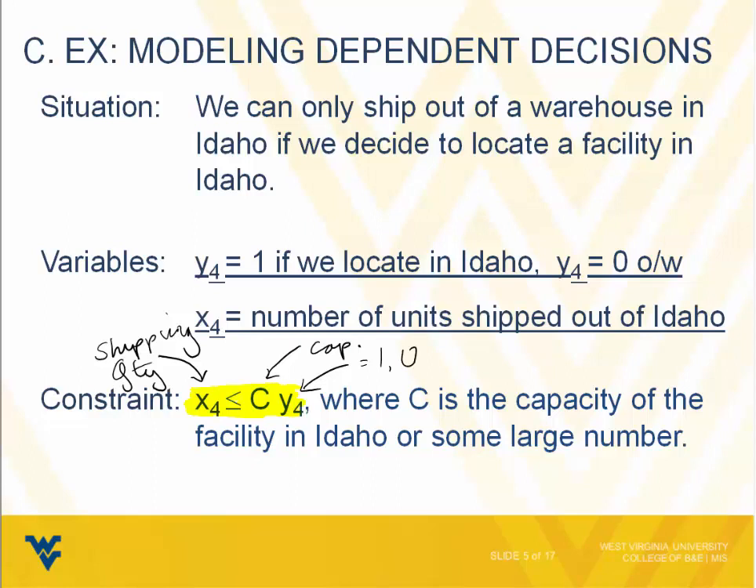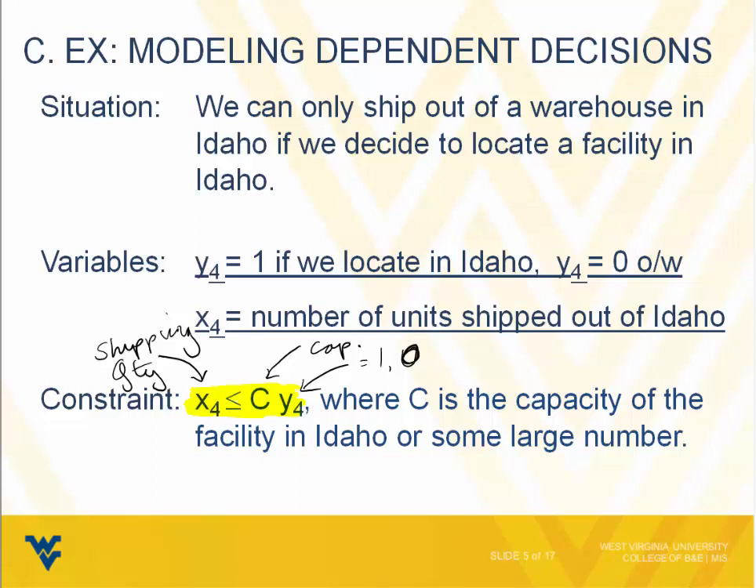So here you can see that if the binary variable is 1, in other words, the condition that we locate in Idaho is true, then the right-hand side is going to take on the value C, which is the capacity of the warehouse, right? So then X4 can take on any value up to the total capacity of the warehouse. But if it's 0, then X4 is forced to be 0. In other words, we cannot ship out of the warehouse.